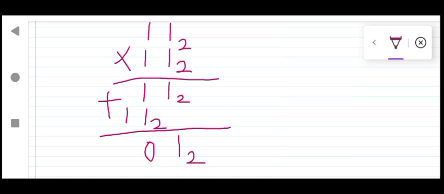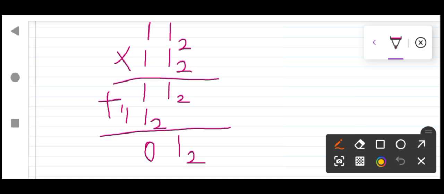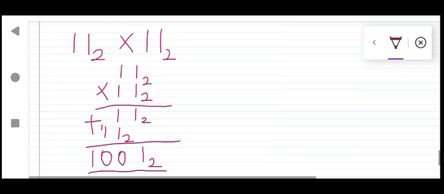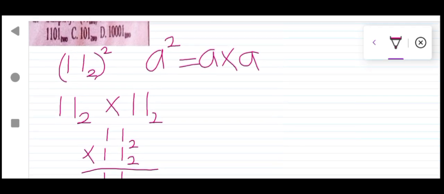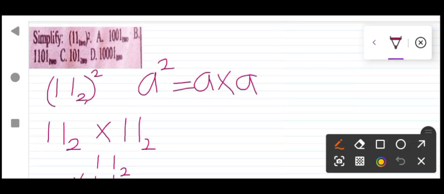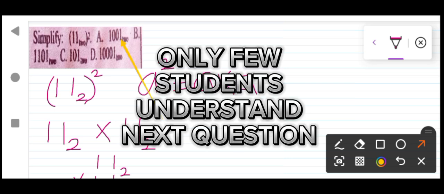So we have 0 and 1. And the next is 1 plus 1, that's 2. And because we have it equal with the base, it becomes 10. So this is the final result for the solution: 1001 base 2. So let's go check the correct answer. 1001 base 2. And checking this out, you would agree with me, option A is very much correct.